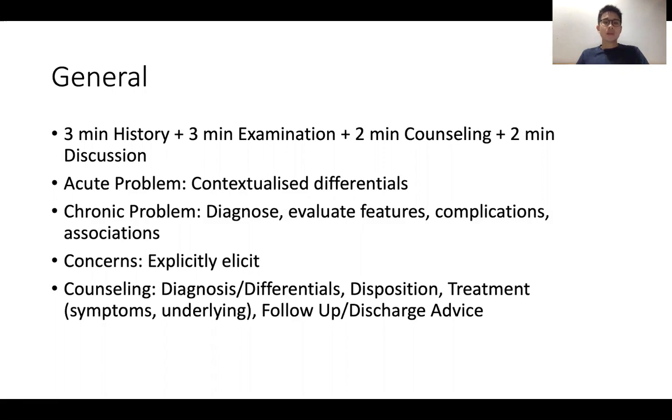When it comes to the chronic problem, you usually have to diagnose what this problem is, and evaluate for features, complications, and other lateral associations that can tie in with the possibilities for your acute problem. Concerns then have to be elicited explicitly, and then you would counsel the patient with this proposed outline: diagnosis and differentials, disposition, whether the patient will be admitted or discharged, treatment for both the symptoms and underlying disease, as well as follow-up, discharge advice and any relevant safety nets, especially if you are going to discharge the patient.